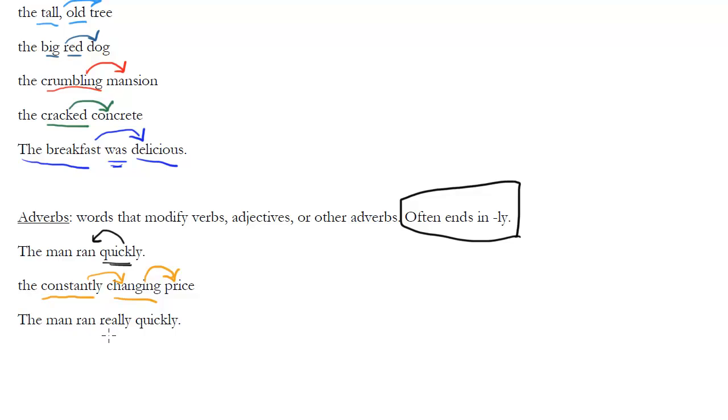Finally, the man ran really quickly. So quickly is an adverb modifying how the man ran. But we have this other adverb, really, which is modifying quickly. So it's an adverb modifying another adverb.